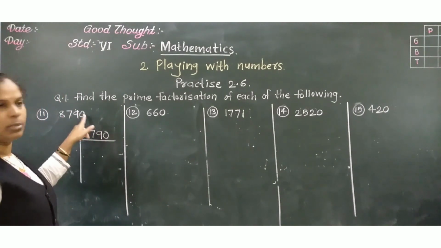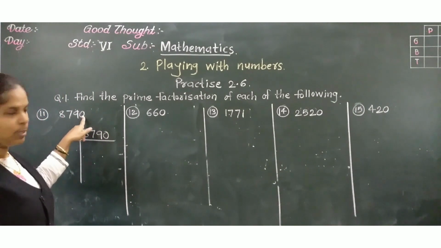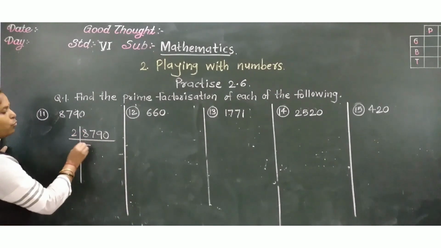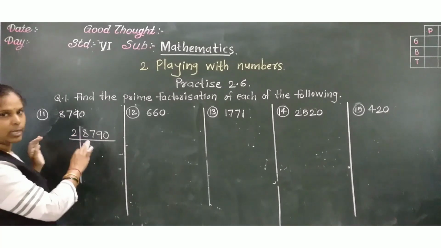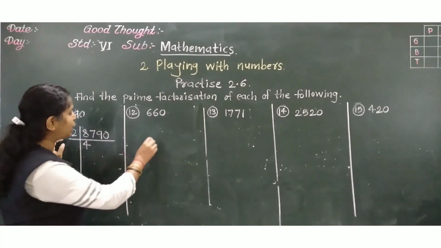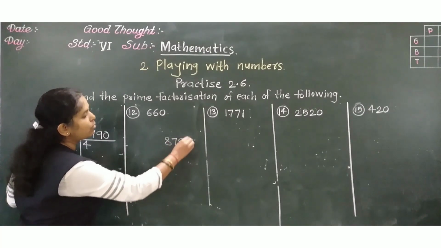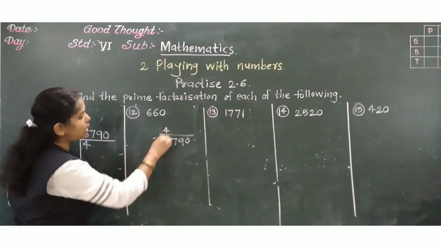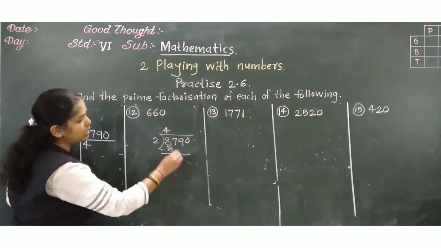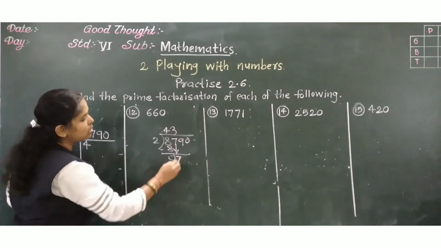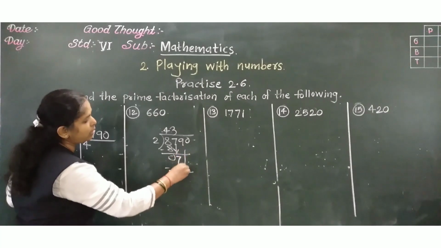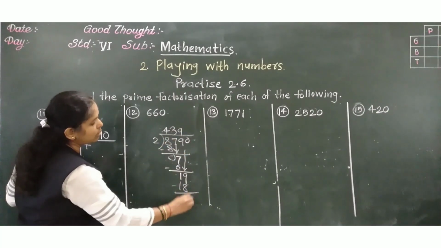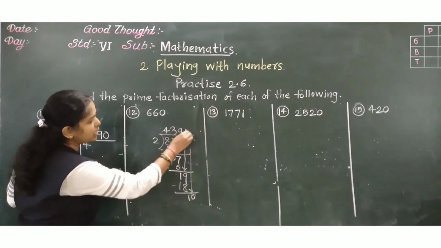Now see, in this number, as 0 is there at its units place, I will divide it by 2. So 2 4s are 8. Here I am directly showing you that you can do vertical division like this to find the answer. See here, 2 4s are 8. Take 7 down. 2 3s are 6. Take 9 down. 2 9s are 18. Take 0 down and 2 5s are 10.